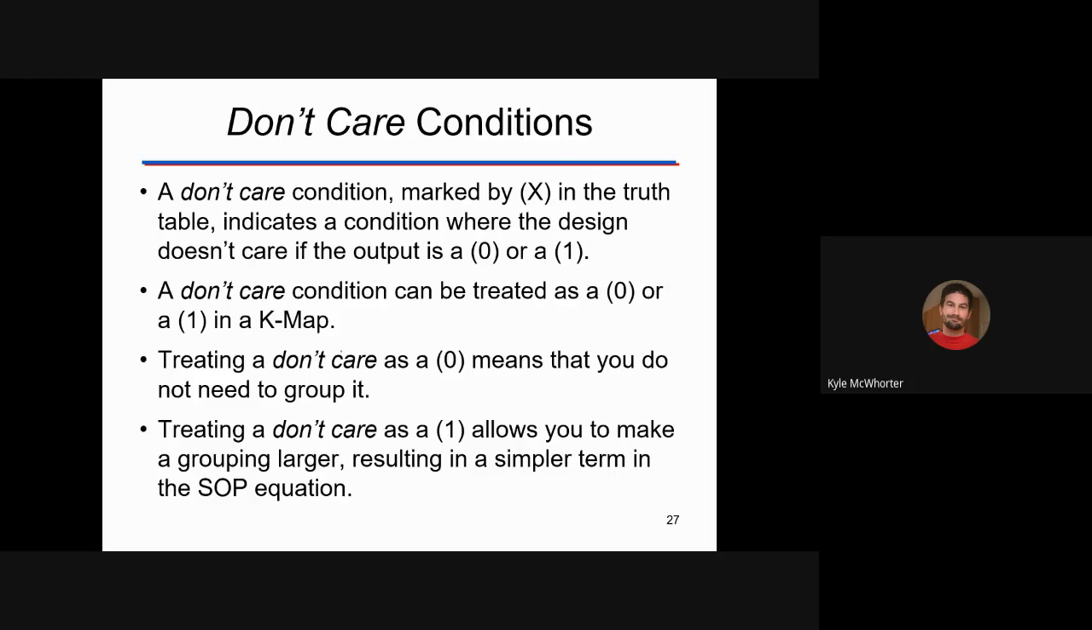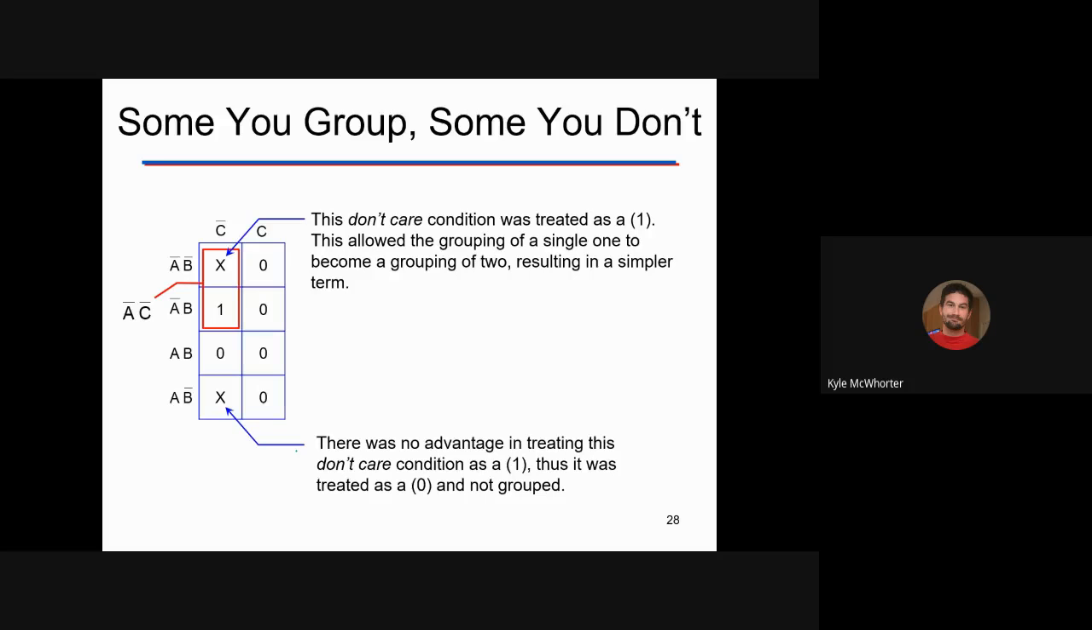So what we're going to look at is how we treat those X's, not how we come up with them. A don't care condition, meaning an X, can be treated as a 0 or a 1. You get to pick. If you treat it as a 0, you don't have to circle it. You only treat it as a 1 if it allows you to make a larger grouping, because a larger grouping results in a simpler equation. So let's look at an example, or not an example yet. Some you group, some you don't.